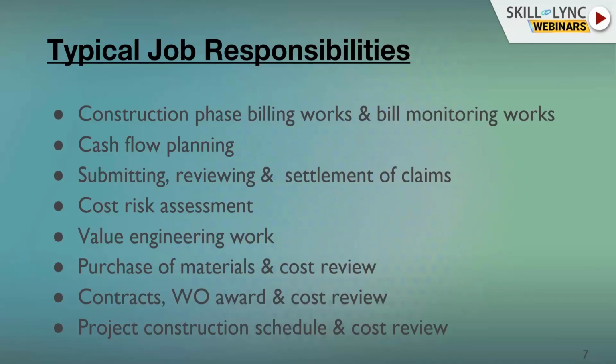Then we have contracts and work order award cost review. For major works, civil works, finishing work, facade works, the interior works, the contracts will be awarded to the contractors, and the work order has to be within the budgeted cost of the initial working out of the budget. So it should not be over cost overrun. So that review has to be done by a project cost controller.